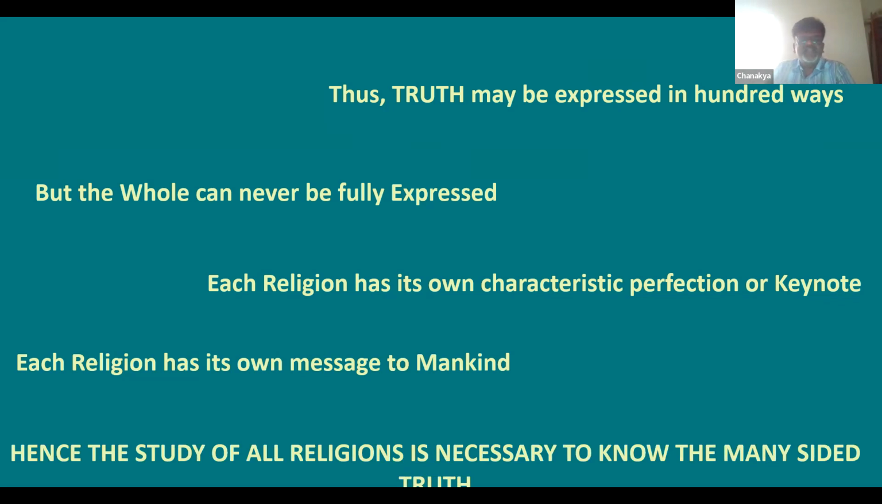So the study of all religions is necessary to know the many-sided truth as it is explained in the Rig Veda. Ekam sat vipra bahudha vadanti. It is interpreted in two ways. Ekam sad vipra bahudha vadanti: the one, the good, learned people, will tell it in different ways. Or ekam sat, the truth is one; vipra bahudha vadanti, the intelligent, intellectual people tell it in different ways. So this is in the Rig Veda. Ekam sad vipra bahudha vadanti. So every religion is the same.